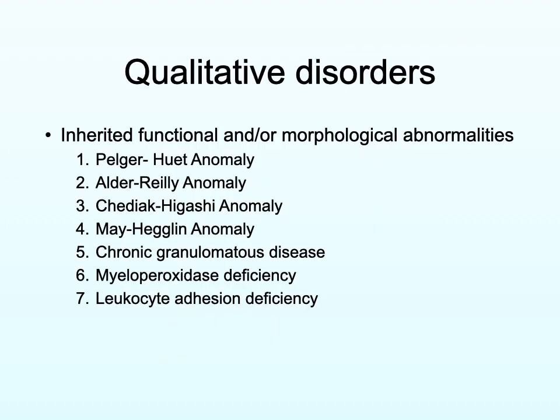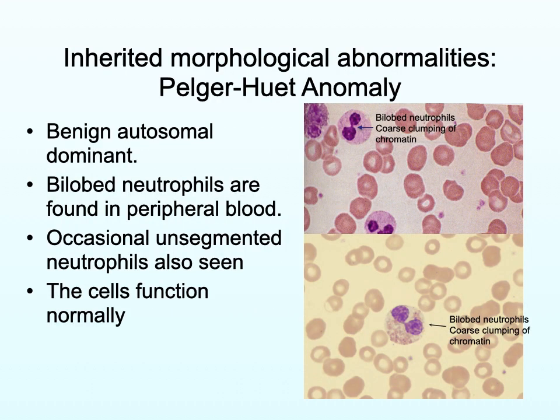The inherited functional and/or morphological abnormalities of qualitative disorders include Pelger-Huët anomaly, Alder-Reilly anomaly, Chédiak-Higashi anomaly, May-Hegglin anomaly, chronic granulomatous disease, myeloperoxidase deficiency, and leukocyte adhesion deficiency. Pelger-Huët anomaly is a benign inherited autosomal dominant abnormality in which the neutrophil nucleus does not segment beyond the bilobed stage. However, the cells in Pelger-Huët anomaly function normally.